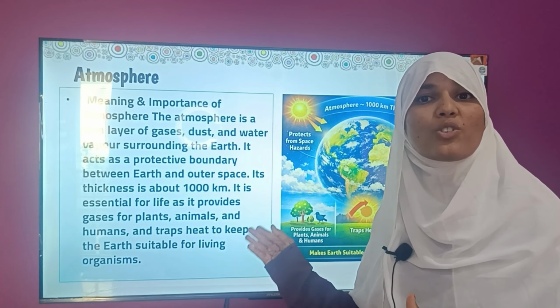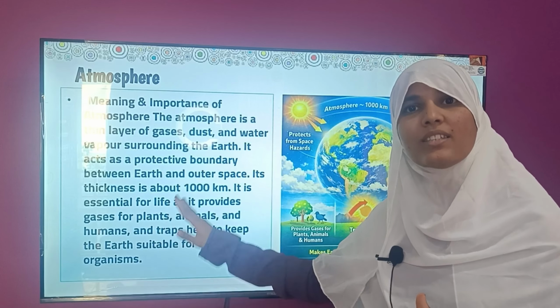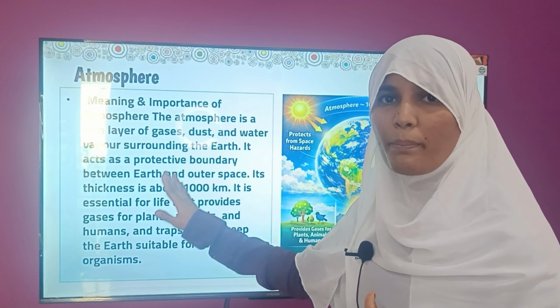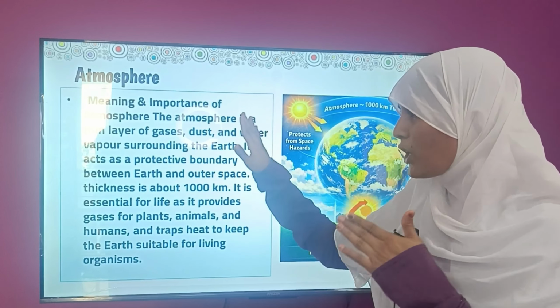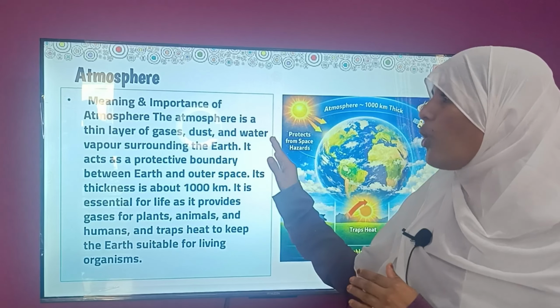Atmosphere: meaning and importance of the atmosphere. The atmosphere is a thin layer of gases, dust and water vapor surrounding the earth. It is made up of gases, dust and water vapors.